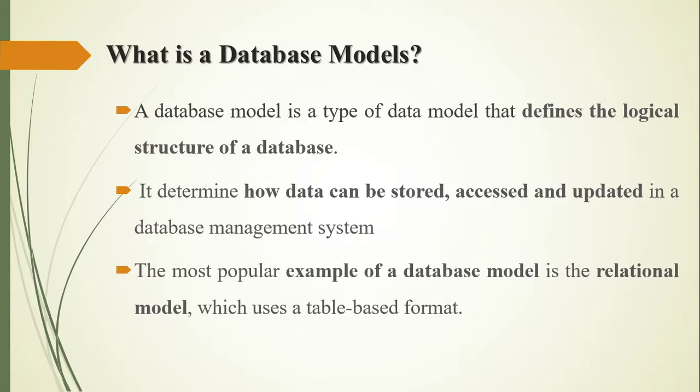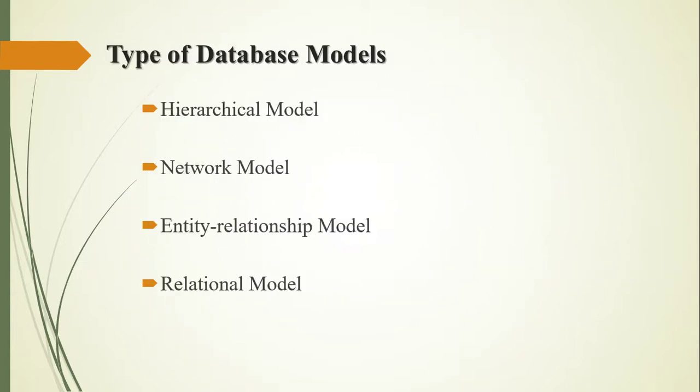As I explained earlier, a database is a collection of data in which data are stored. We can access the stored data and we can update the data. The most popular example of a database model is the relational model, which uses a table-based format. There are four types of database model. First is the hierarchical model, second is the network model, third is the entity relationship model, and fourth is the relational model.